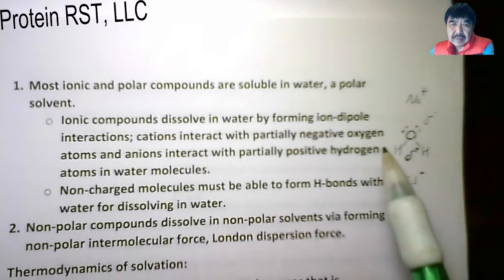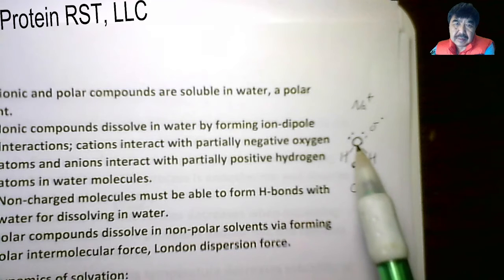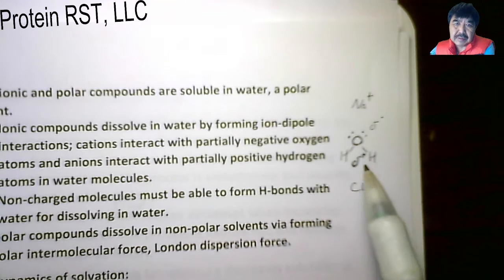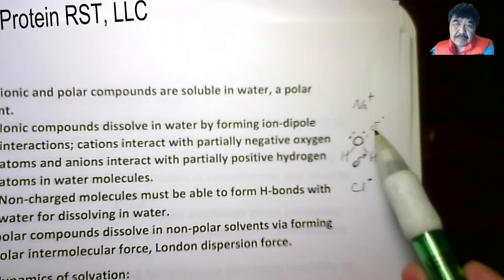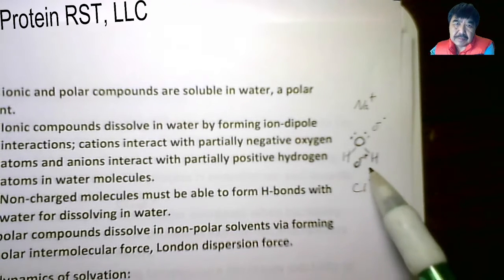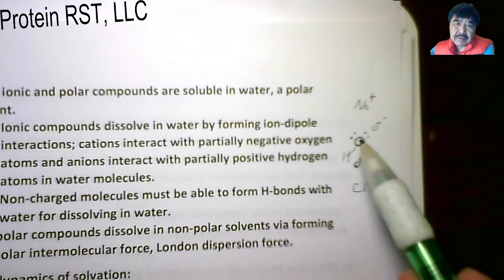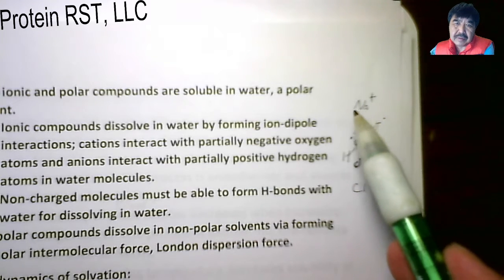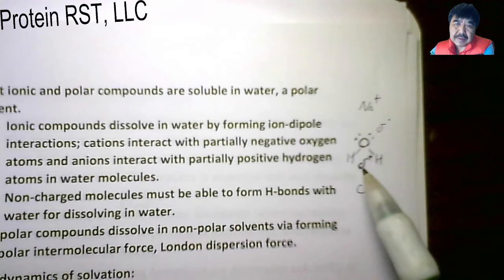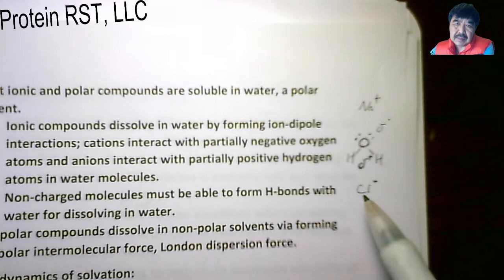This model shows how this works. This is the water molecule. This is oxygen and two hydrogens, and this oxygen is partially negative and the hydrogens partially positive. The partially negative oxygen interacts with the sodium ion, the positive sodium ion. The positive hydrogens interact with the chloride ion, this negative chloride ion.